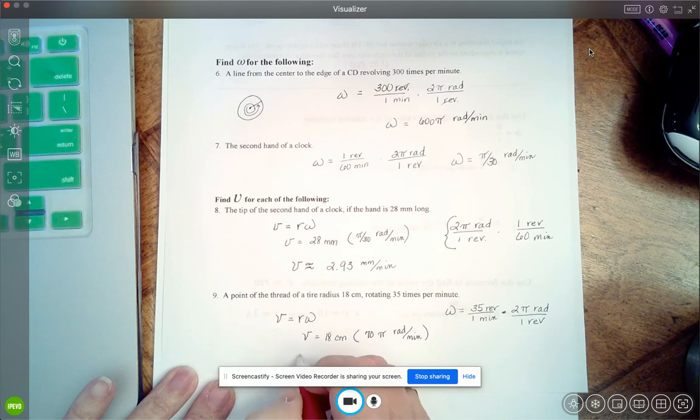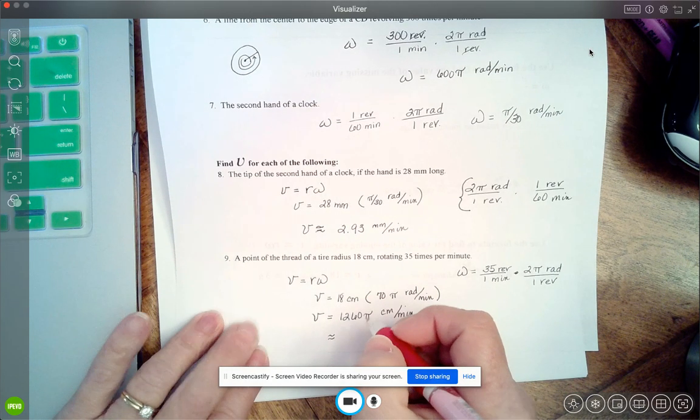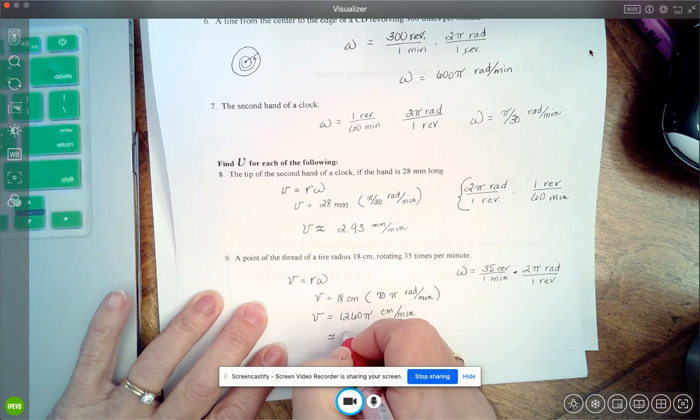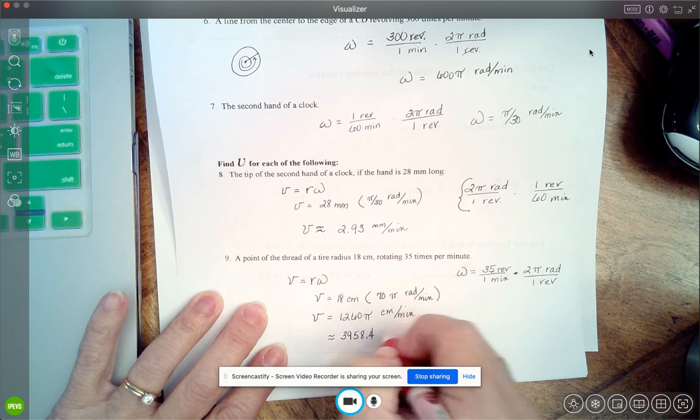Do my calculation, and 18 times 70 is 1,260 pi centimeters per minute. And that's the perfect answer. This is approximately 3,958.4 centimeters per minute.